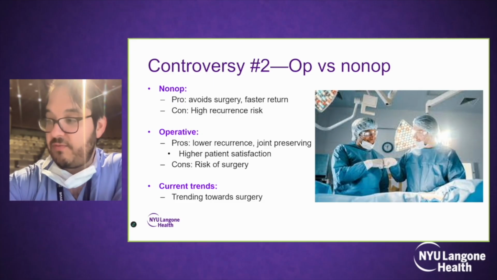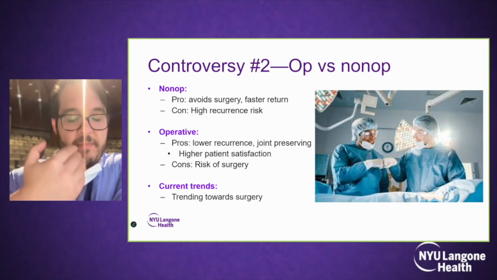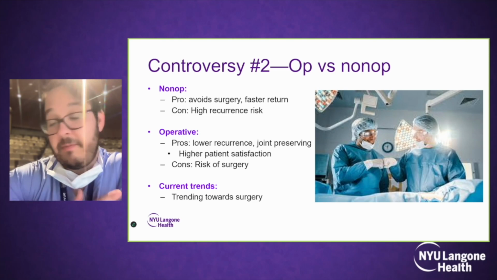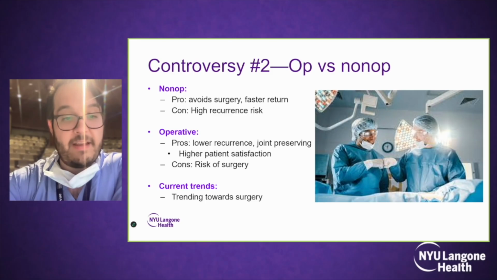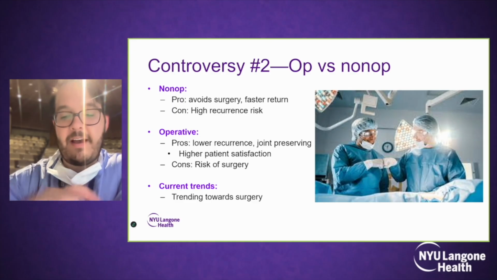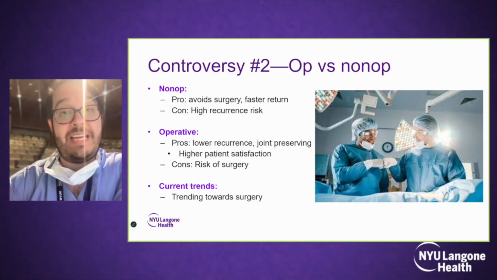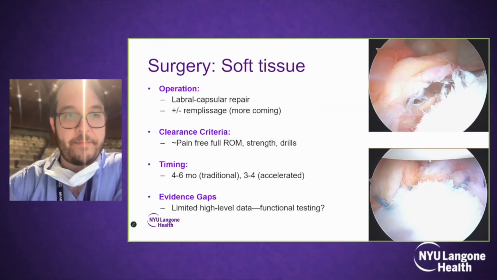Currently, trend wise, we've been trending more and more towards surgery. Is that driven just by me trying to make as much money as humanly possible? Maybe. But it does seem like the literature is supporting more and more stabilizing it. This is beyond this talk, but the surgery is easier after a first time shoulder dislocation than after a 10th time shoulder dislocation. So that's just something to think about.